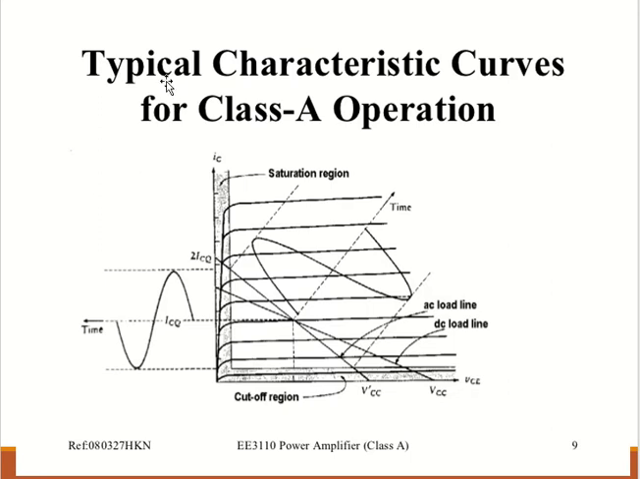This is the characteristics curve for Class A operation. Here we have the AC load line and the DC load line, and in the center of the DC load line there is the Q point. This is called the quiescent point. In this region there is the cutoff region, and in this region is the saturation region. And the Q point is lying in the active region.